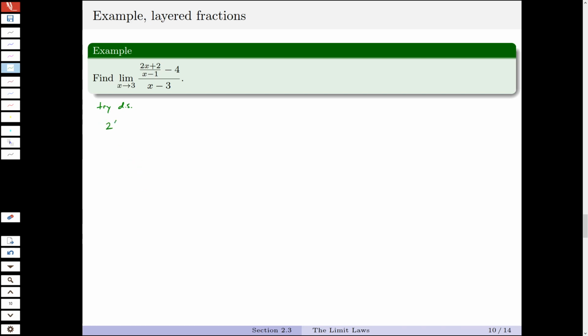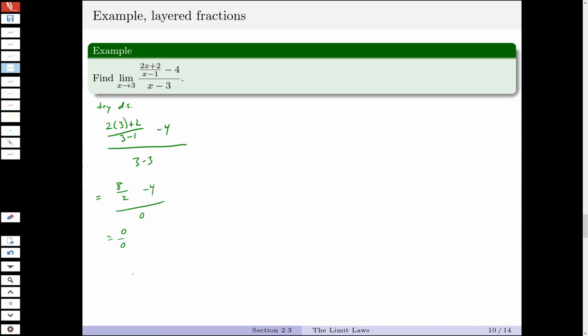So I'll have 2 times 3 plus 2 over 3 minus 1. Okay, and then minus 4, and then in the denominator of my big fraction I have 3 minus 3. So let's see what happens. 2 times 3 is 6, plus 2 is 8. 3 minus 1 is 2. 8 over 2 is 4, minus 4 is 0, so I get 0 over 0.